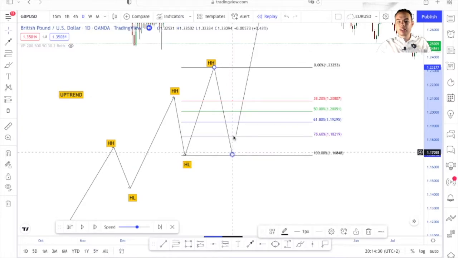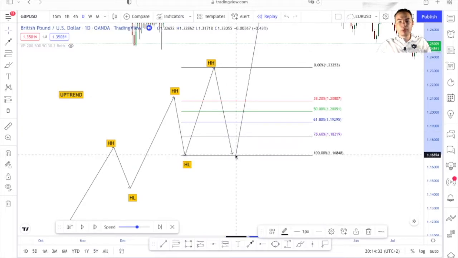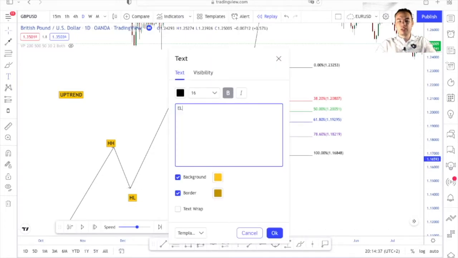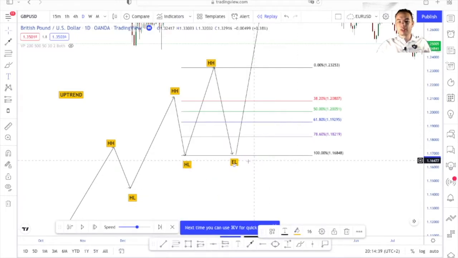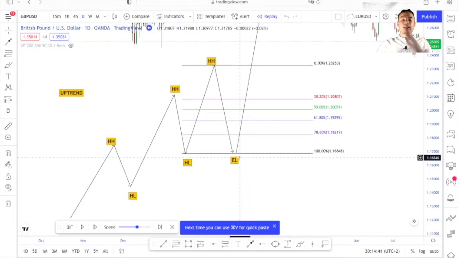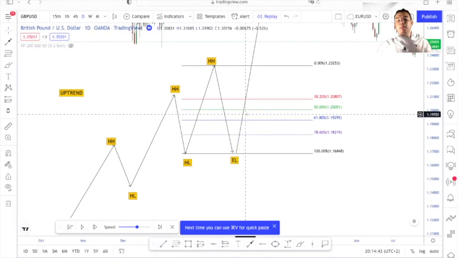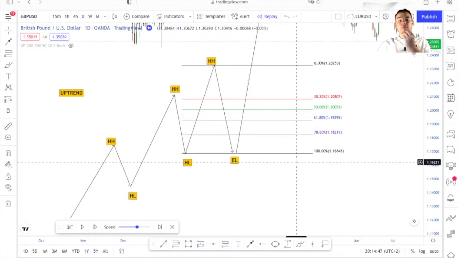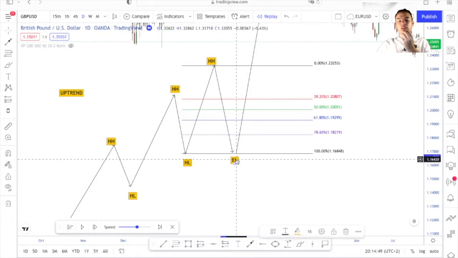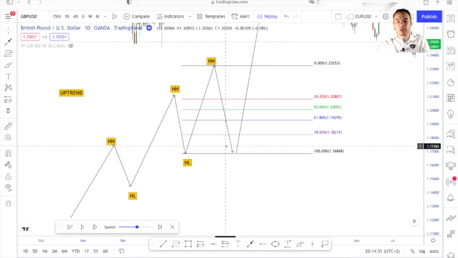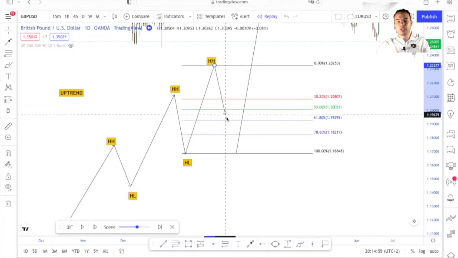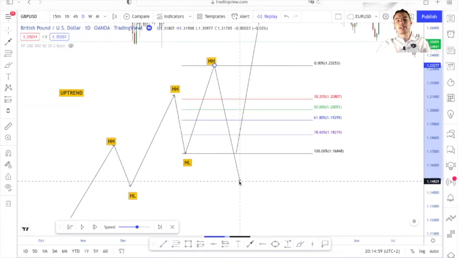However, if the price goes beyond the 100%, that's an equal low. Remember from market structure, equal low. Okay. So there's a possibility that price might reverse to a downtrend, or it might even just go from that high past the 38, past the 50, past the 61, past the 78.6, past the 100%, and it makes a lower low.